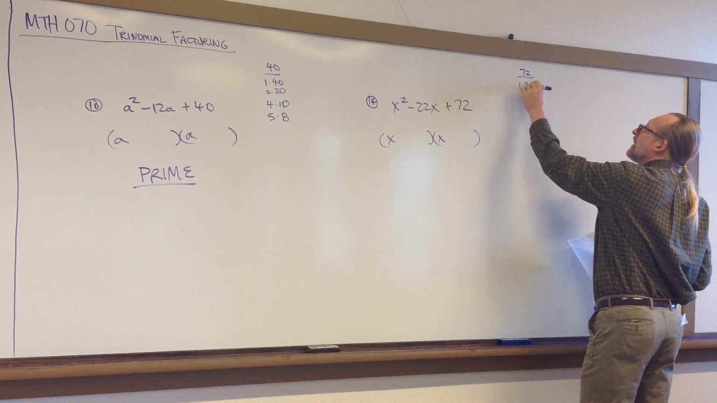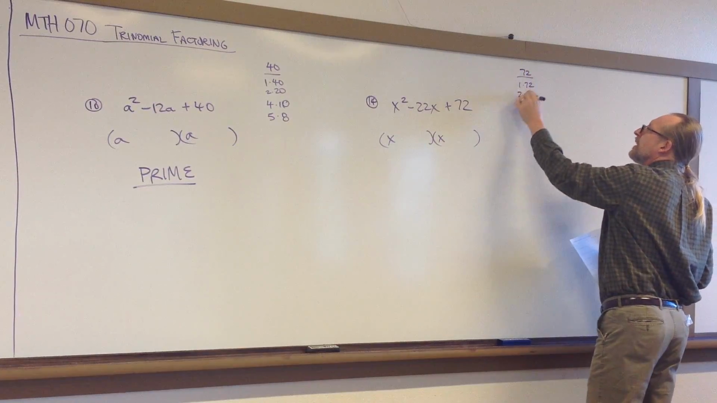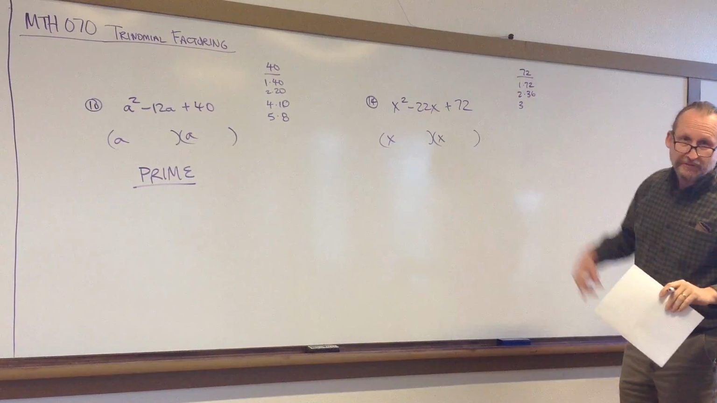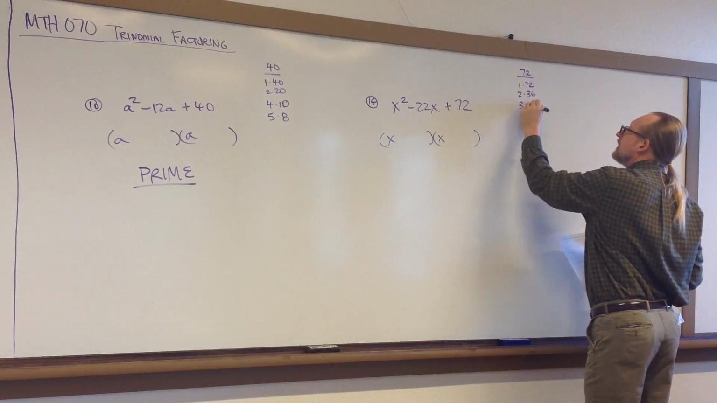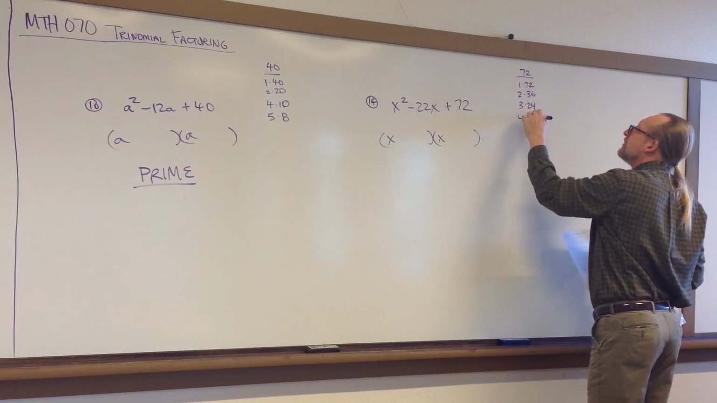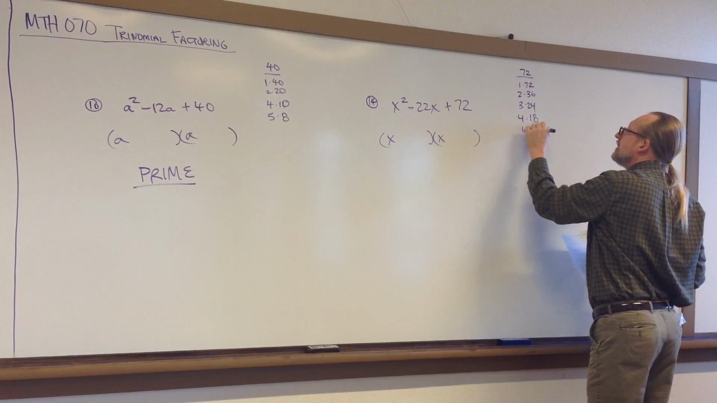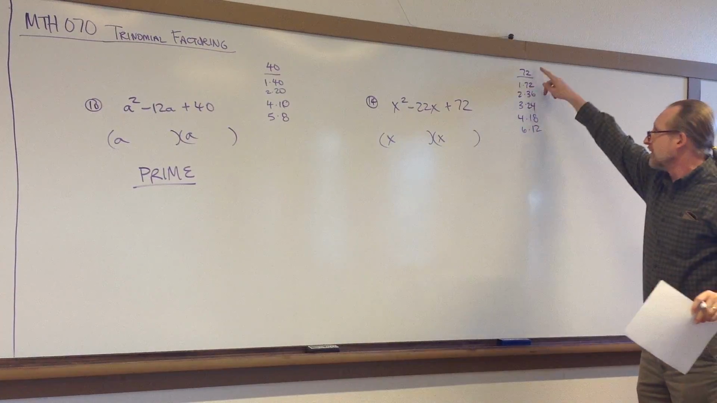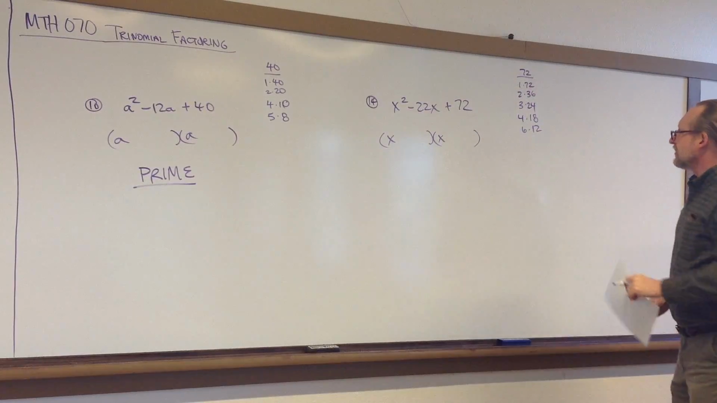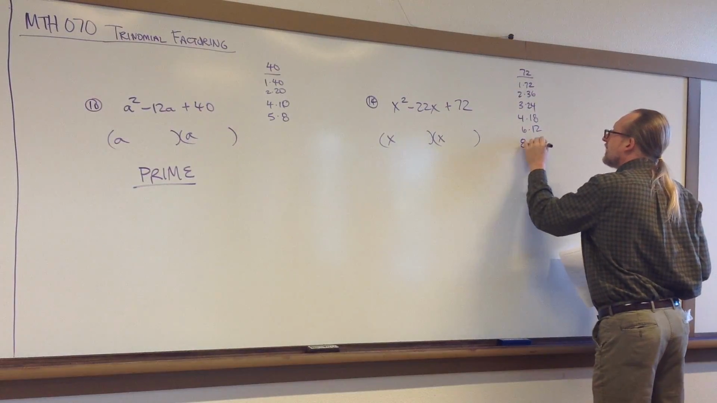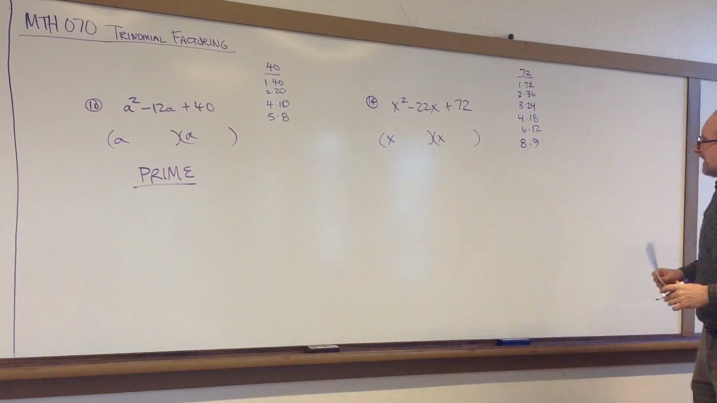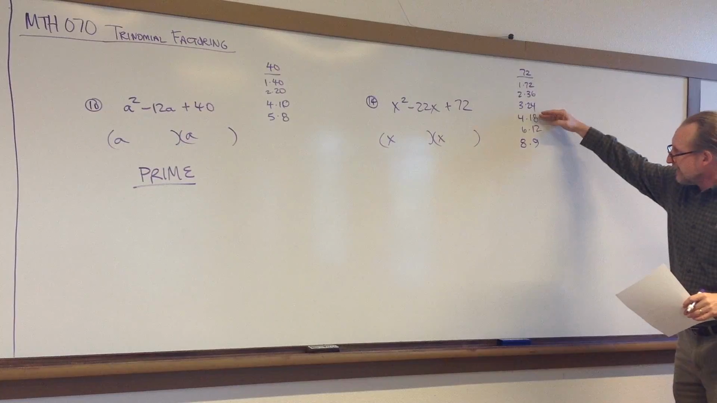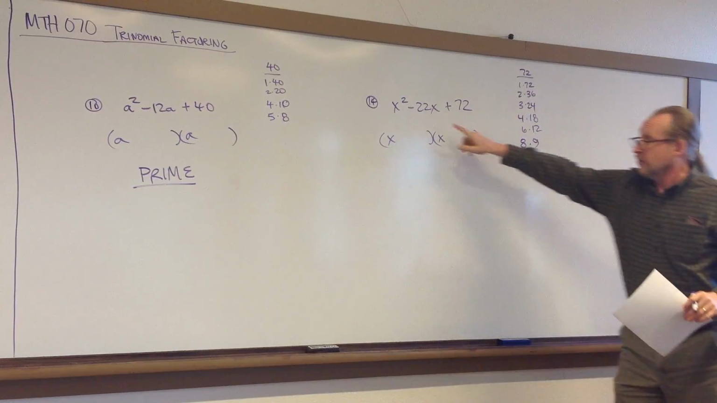And all I do is I go through 72 divided by 1, divided by 2. Now if you're not sure, do 72 divided by 3. You should get 24. 72 divided by 4 is 18. And 72 divided by 5 is not a whole number. 72 divided by 6 will give you the 12. And then that last pair is 8 times 9. So these would add up to 17, these would add up to 18, these would add up to 22. Those are the ones we want.